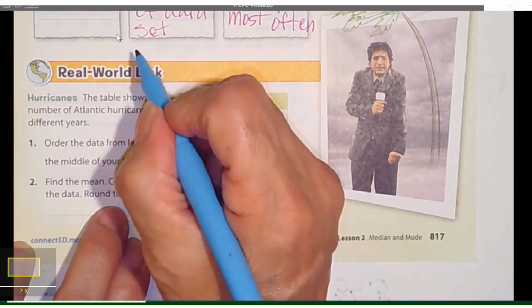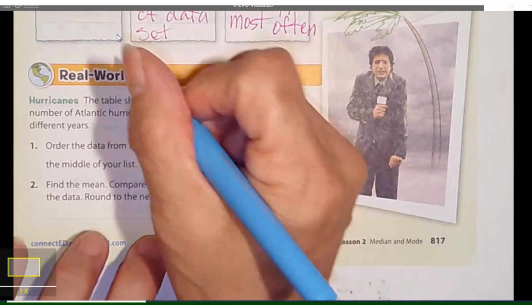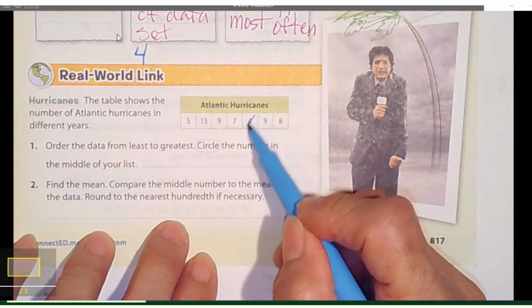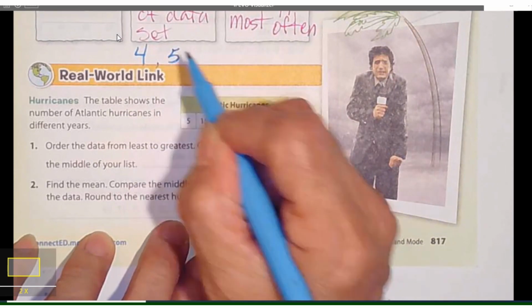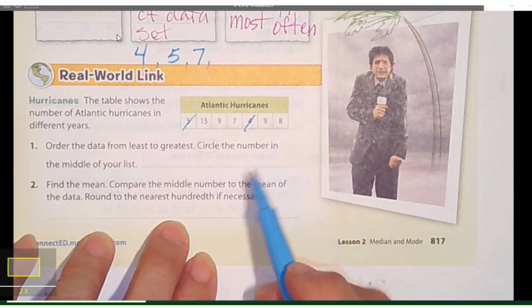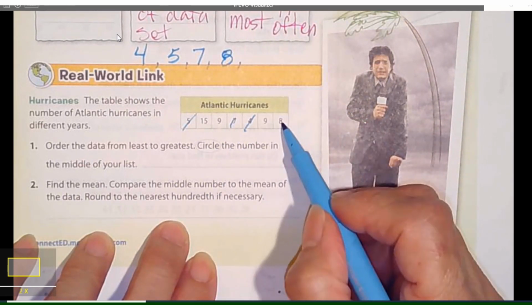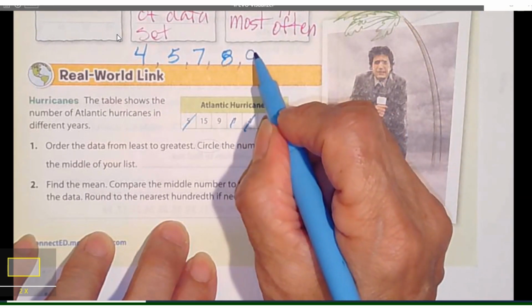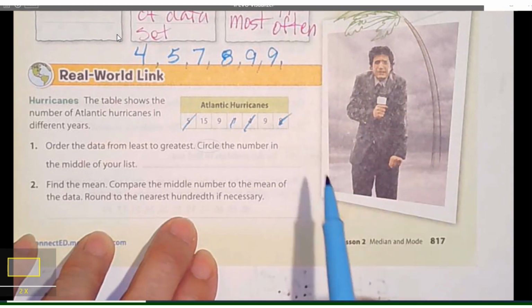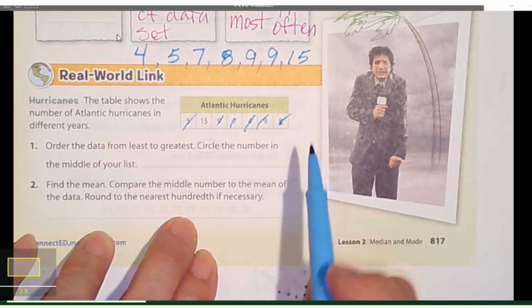So we're going to go ahead and I'll put them right up here. I'm going to put 4, and I always cross them out as I go along. 5, 7, 8, and you have to put both 9s. All your numbers have to go down regardless if they show twice. And then 15.